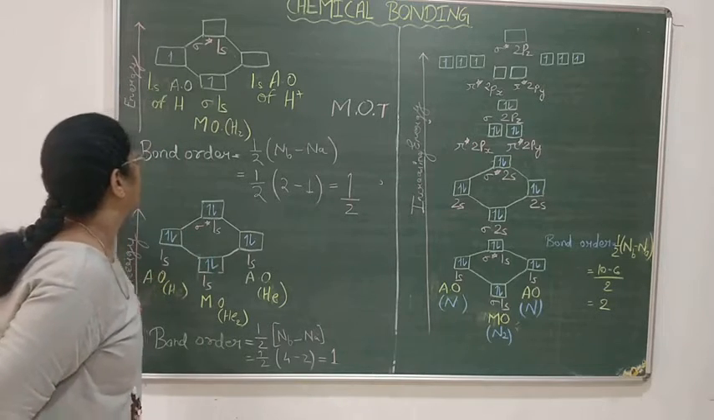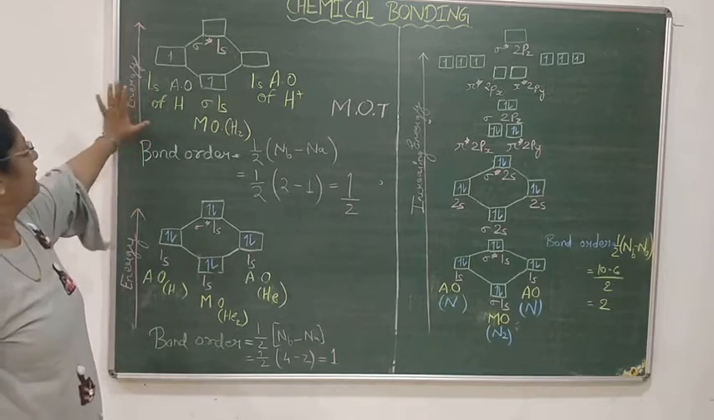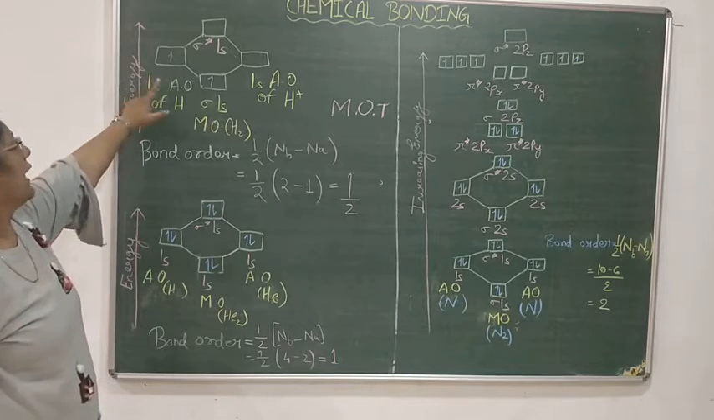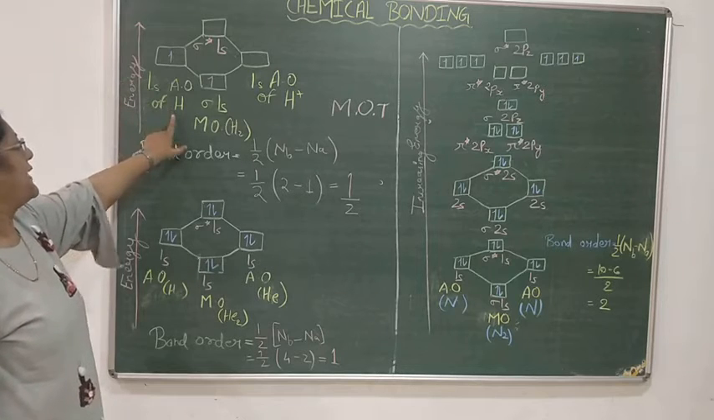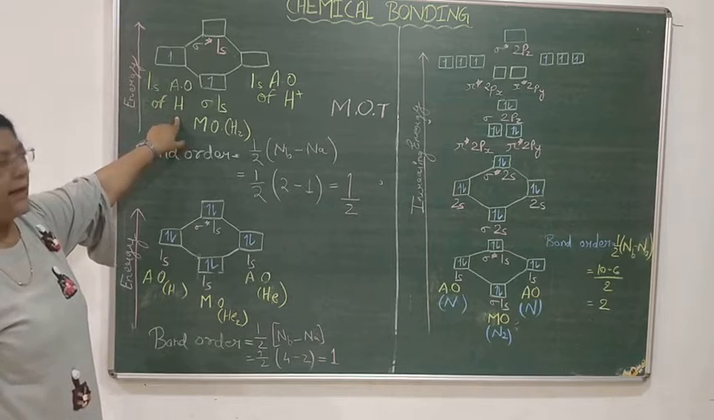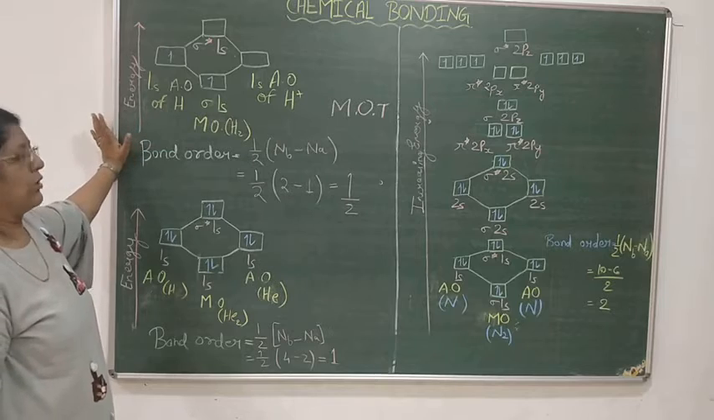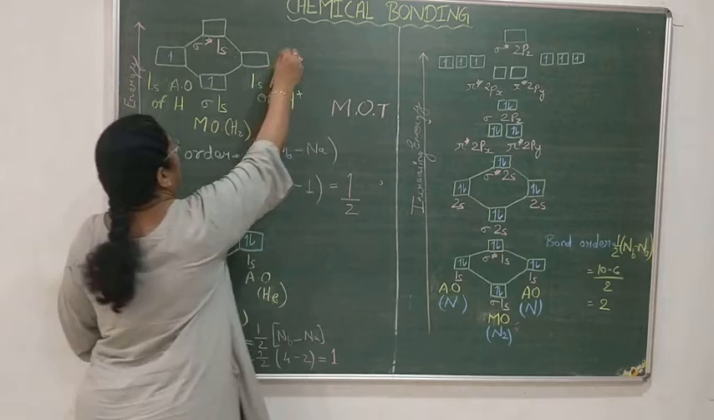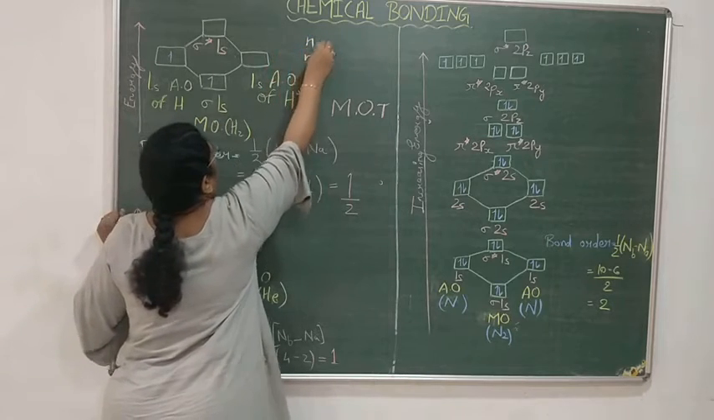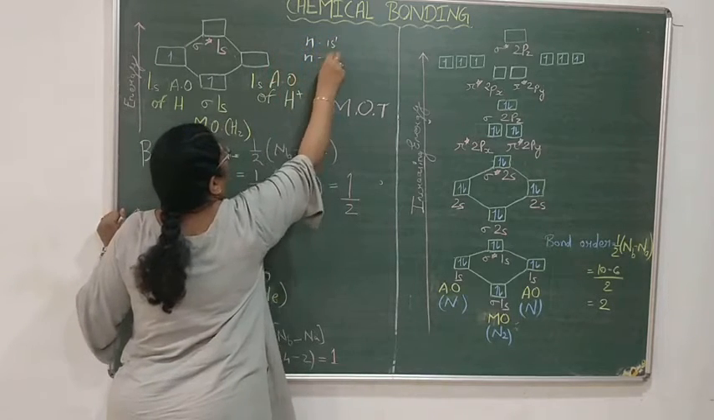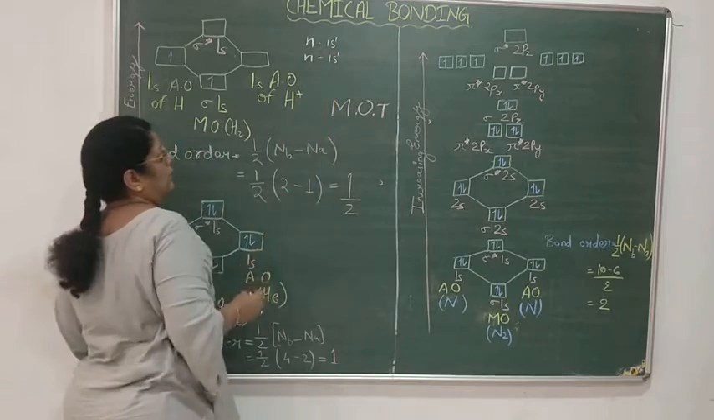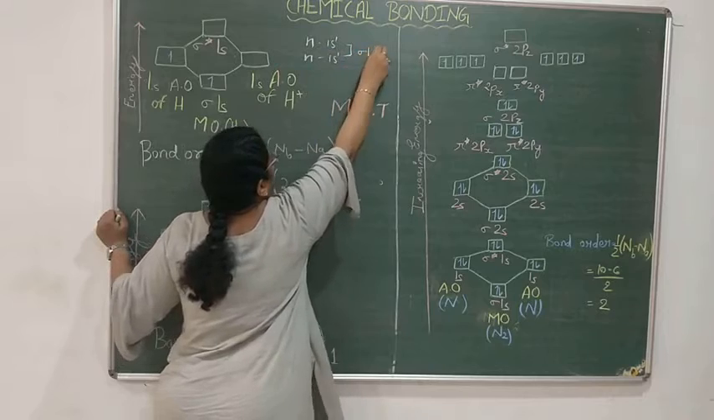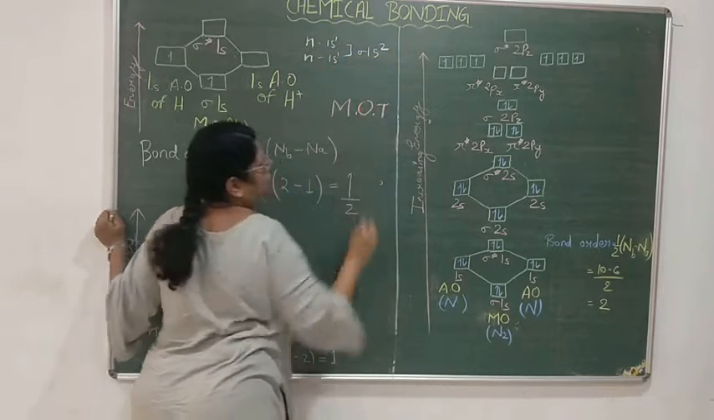On the basis of molecular orbital theory, we are forming a line diagram of the formation of a molecule. Here I am talking about hydrogen. As we know, hydrogen contains one electron. We will write hydrogen 1s1, 1s1. This is the atomic electronic configuration. The molecular electronic configuration is sigma 1s2.